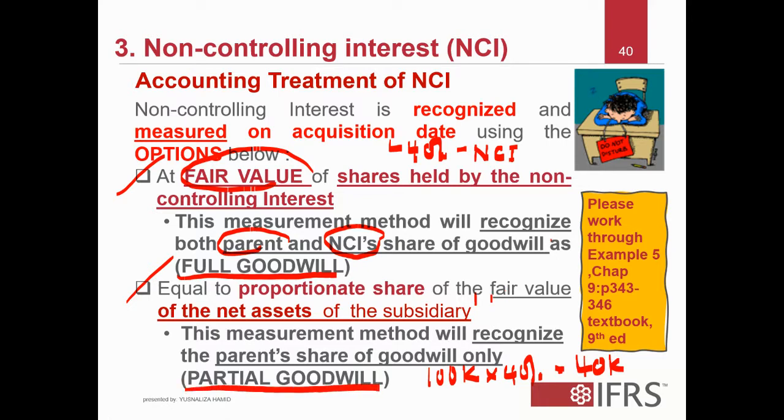So if you measure it at fair value of the net asset, that is using the net asset here. The first one is using the fair value of the shares. That will give rise to partial goodwill. So the different methods of measuring and accounting for the non-controlling interest will give a different amount of goodwill.